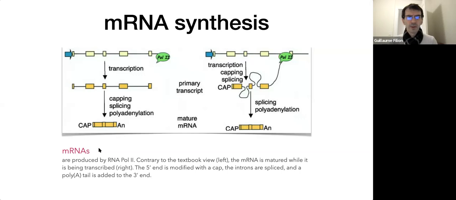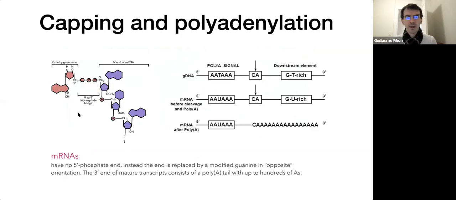Still called the terminator, because the RNA polymerase will stop shortly after that. So mRNAs are produced by RNA Pol2. Contrary to the textbook view on the left, the mRNA is matured while it is being transcribed on the right. The 5' end is modified with a cap, the introns are spliced, and a poly A tail is added to the 3' end. So this is something you've seen before, but you have to understand that this is all happening at the same time. That's simultaneous.